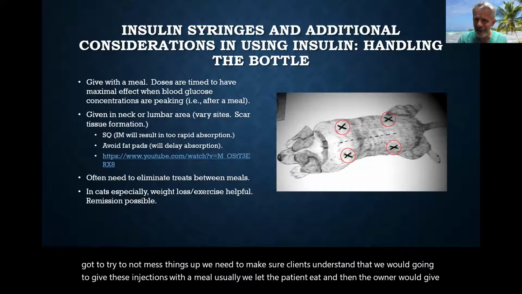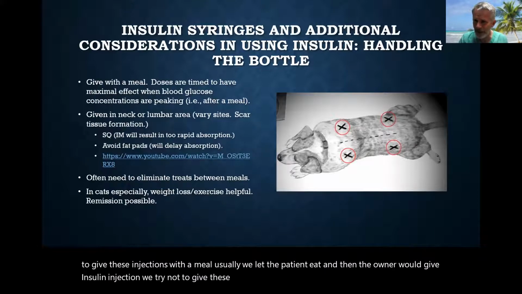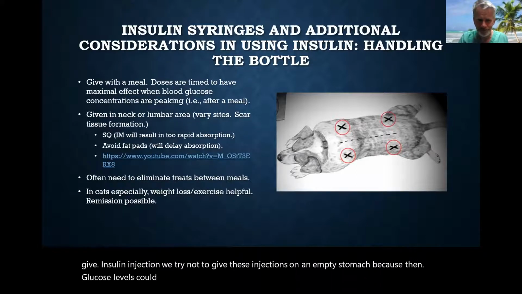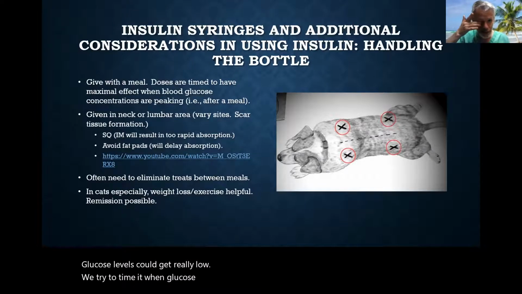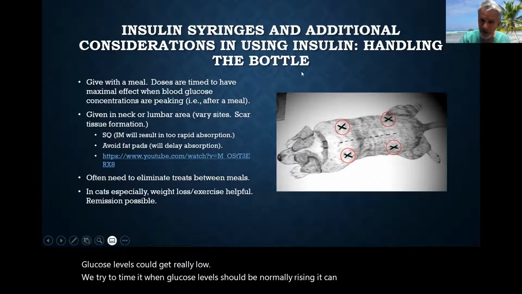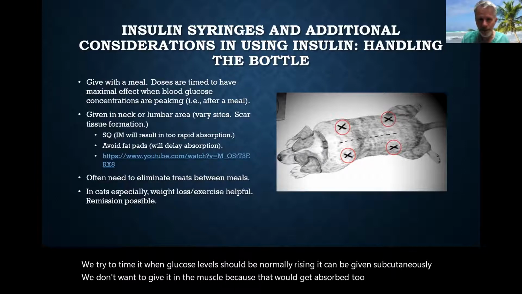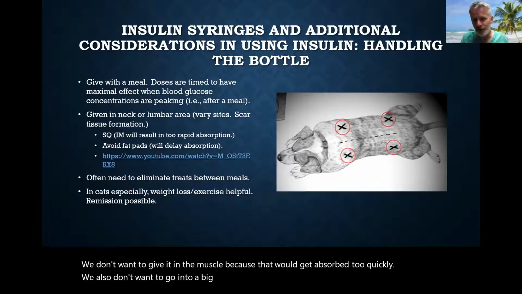We try not to give these injections on an empty stomach, because then glucose levels could get really low. We try to time it when glucose levels should be normally rising. It can be given subcutaneously. We don't want to give it in the muscle because that will get absorbed too quickly. We also don't want to go into a big fat pad, because then that might make absorption too slow.